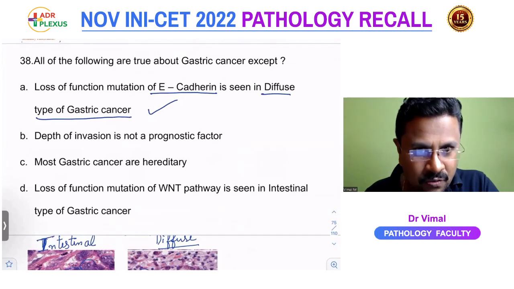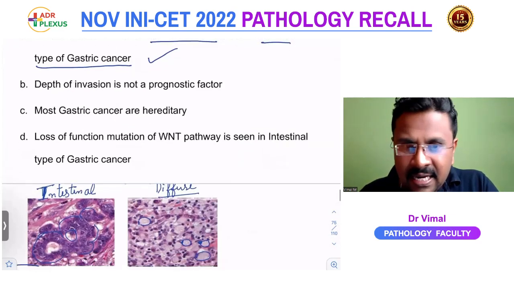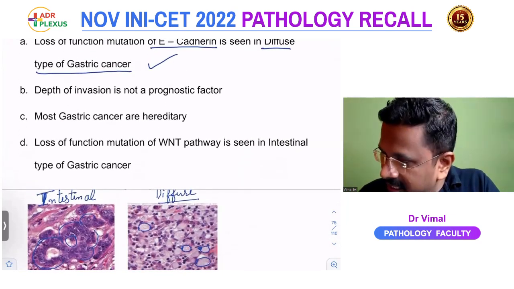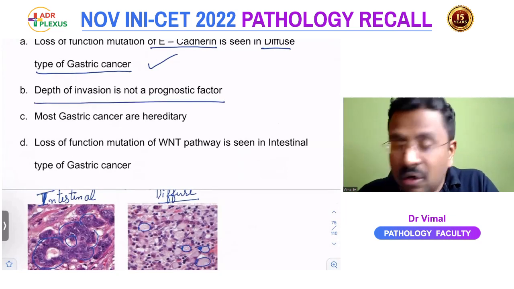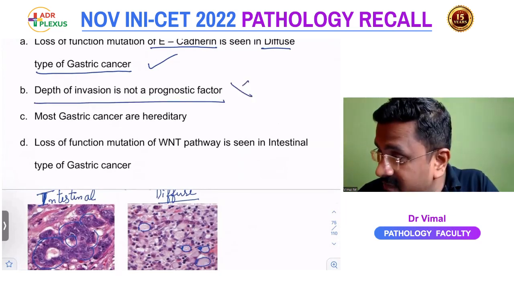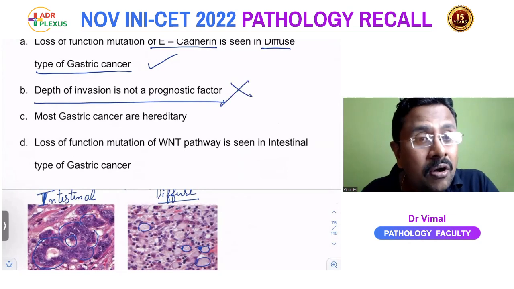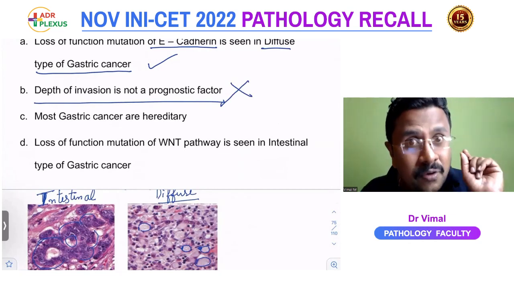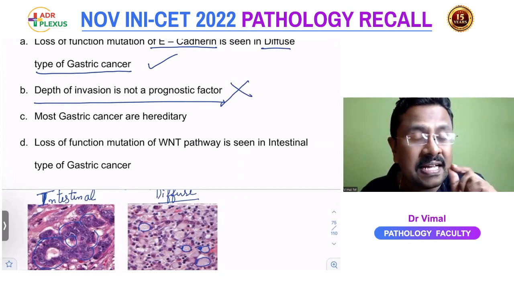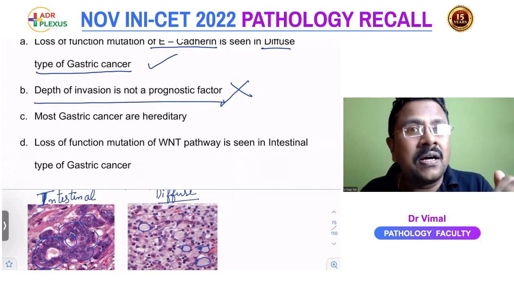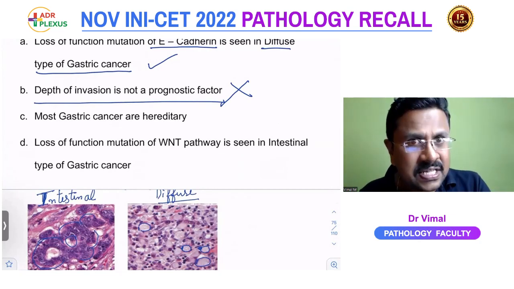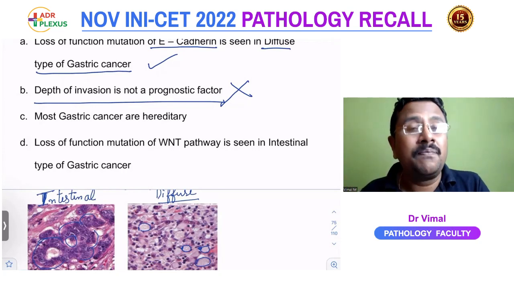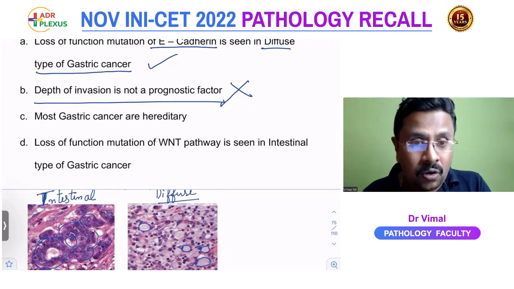This is very much true. And again, coming to the next option, depth of invasion is not a prognostic factor. Actually, this is a very wrong option, because based upon the depth of invasion only, you are categorizing them as a superficial gastric cancer or advanced gastric cancer. So depth of invasion is an important prognostic factor. So this is a wrong option.